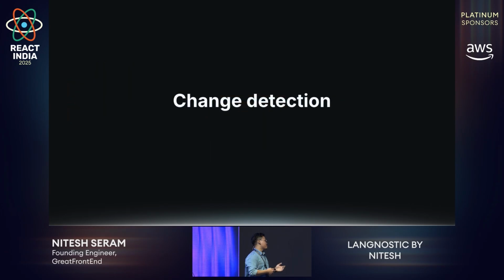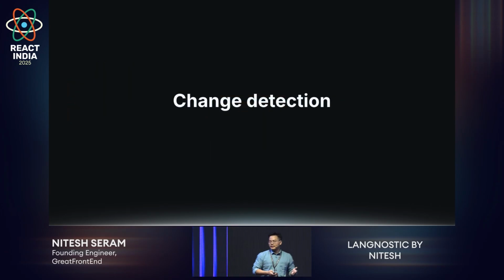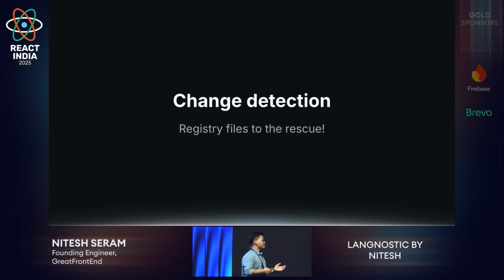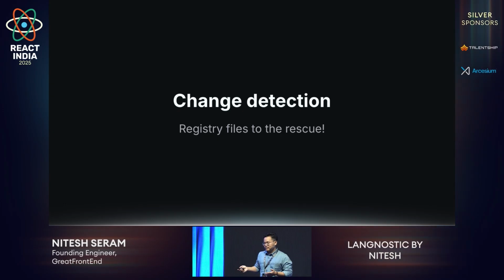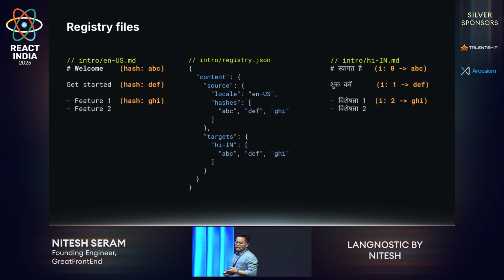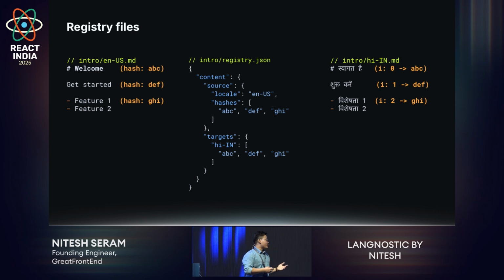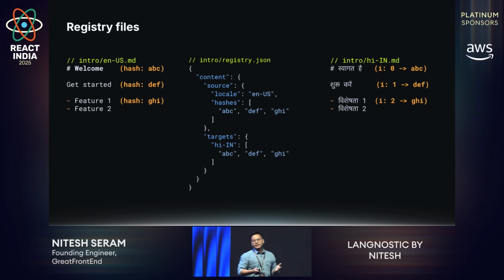Now the next part is how you handle change detection. That's where the registry file comes to the rescue. When you run the Langnostic translate command on an MDX file, it creates a registry file for each of the MDX files that you have. So what exactly is a registry file? A registry file stores the translation status for both your source and your target file.